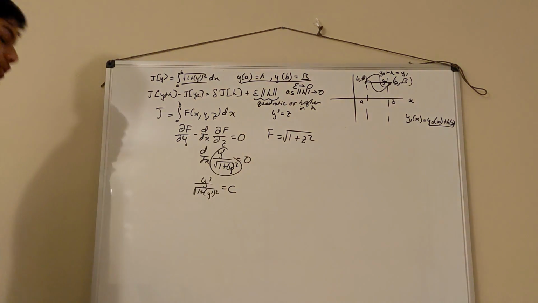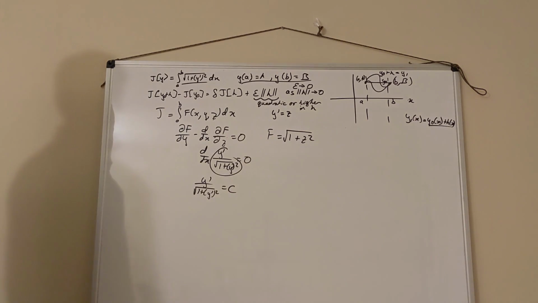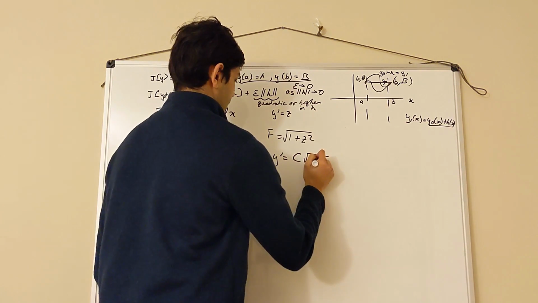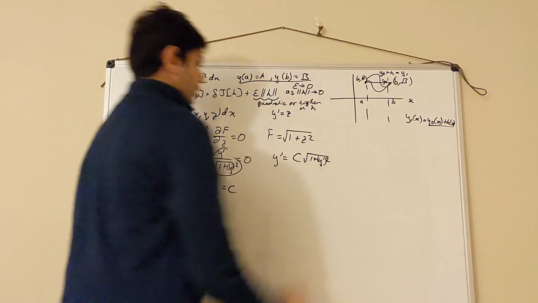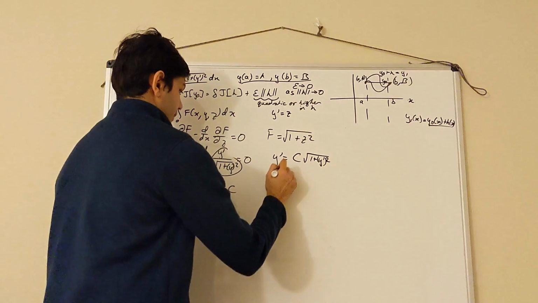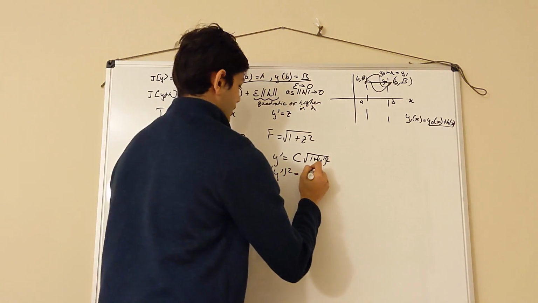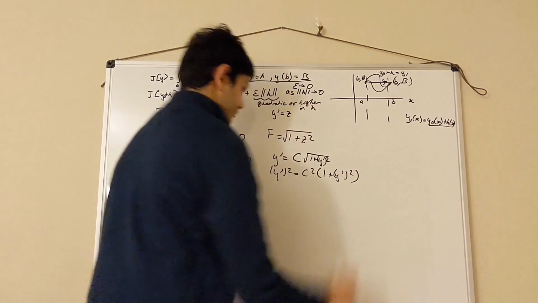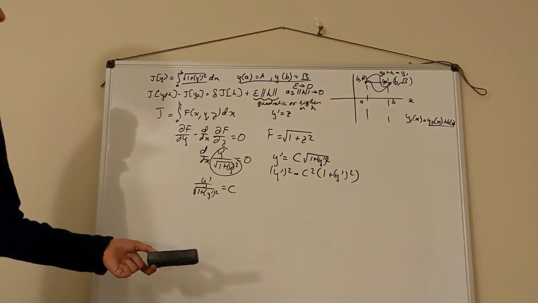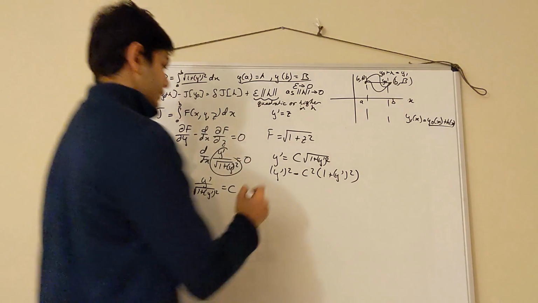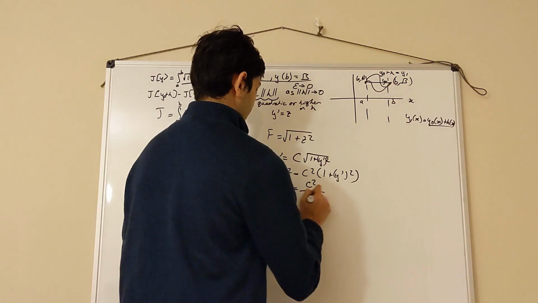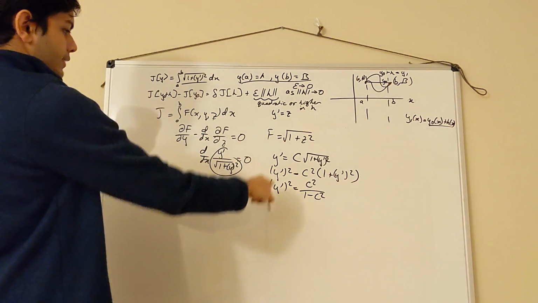Or you can explicitly differentiate this with respect to x and use the chain rule, but this is much easier to do. And so here we can see that y prime is equal to some constant times the square root of 1 plus y prime squared. Or we can square both sides and see that y prime squared is equal to c squared times 1 plus y prime squared. Or you can isolate y prime squared and say that y prime squared is equal to c squared over 1 minus c squared. So that's just taking this to the other side.